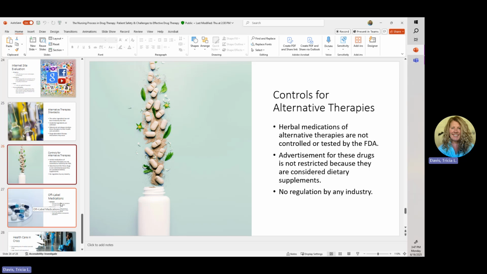So what are some controls for alternative therapies? A lot of our herbal medications are not controlled or tested by the FDA. Advertisement for these medications is not restricted because they're considered dietary supplements. So that's how they get around it. And there's no regulation for these in any type of industry, which means that they can cause harm.